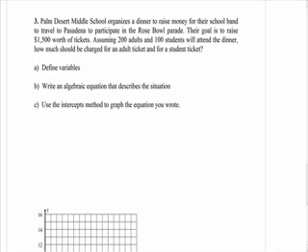Okay? So it says Palm Desert Middle School organizes a dinner to raise money for their school band to travel to Pasadena to participate in the Rose Bowl parade. How nice for them. Their goal is to raise $1,500, and they're going to sell tickets to do that. Assuming 200 adults and 100 students will attend the dinner, how much should be charged for an adult ticket and for a student ticket? So the problem is going to walk us through. It first wants us to define our variables. I'm going to get you started with the first one so that it matches what I have. And I'm going to say x is the cost in dollars for an adult ticket.